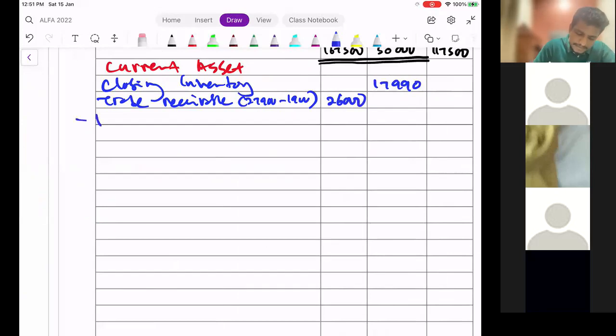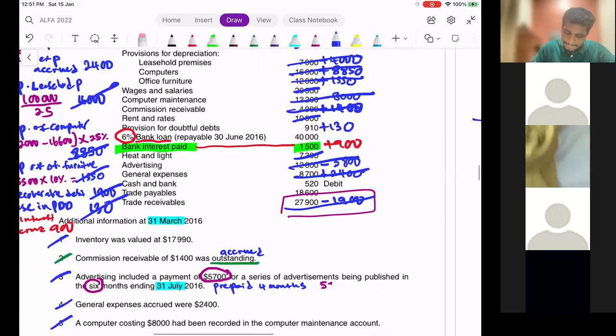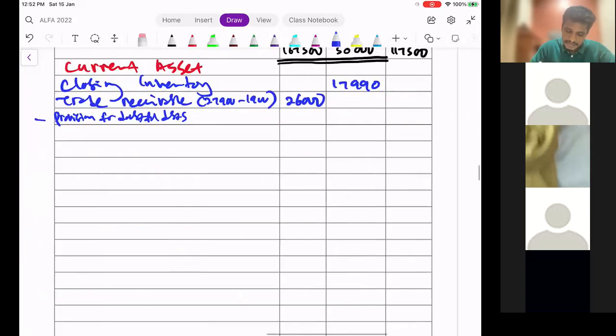Because this one needs to be minus the provision for doubtful debts. How much is the provision for doubtful debts? 910 plus 130. I get 1,040. So 26,000 minus 1,040, I get 24,960. Straight away minus and write the answer.